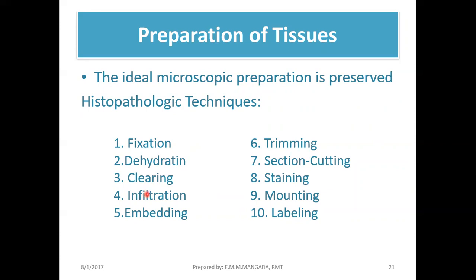Okay, infiltration, that's the impregnation of tissue with paraffin wax. Most commonly used medium is paraffin wax. And then embedding, also known as casting, where we produce our tissue block by placing the previously infiltrated tissue in the mold. And then we create a block by pouring molten paraffin wax into our mold, creating now a tissue block. And then we have trimming and then section cutting to produce thin tissue ribbons. And finally, we have staining.